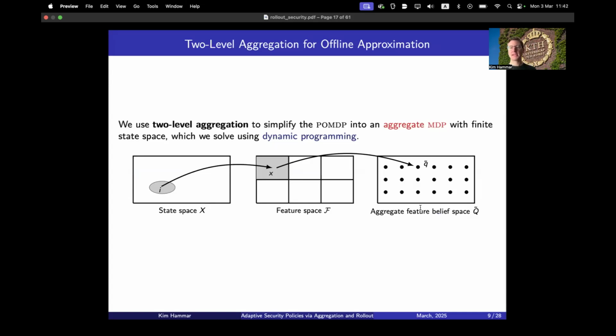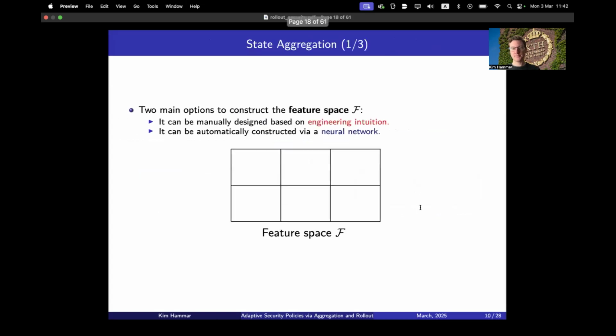So the first step in carrying out this aggregation is to define the feature space. And there are two principal ways of doing this. Either you can define it manually based on engineering intuition or domain knowledge, or you can do it automatically via a neural network. And which approach is most suitable really depends on your specific problem.